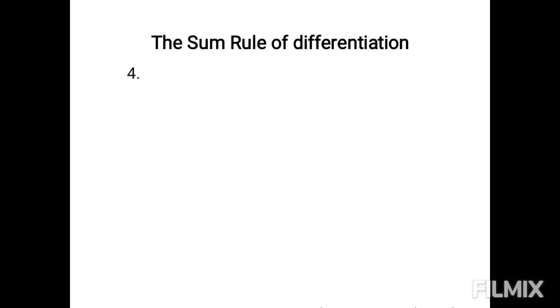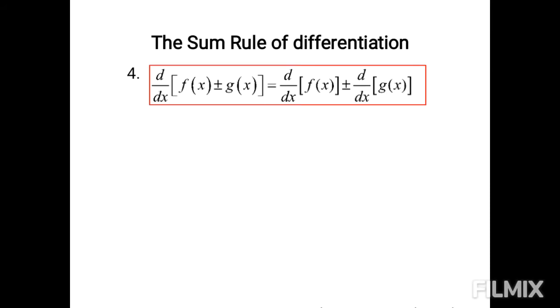Now we are on our fourth rule, which is the sum rule of differentiation. Let's see what the rule is. If we have f and g that are both differentiable functions at x, it means that the derivative of a sum or a difference is equal to the sum or the difference of their derivatives. So we'll just have to get the derivatives of those functions separately. Let's see the example that we have here.